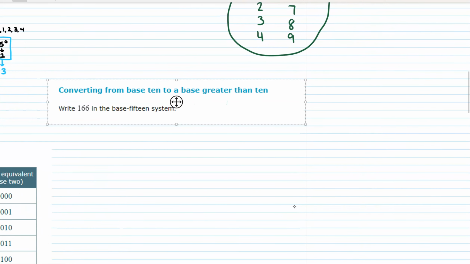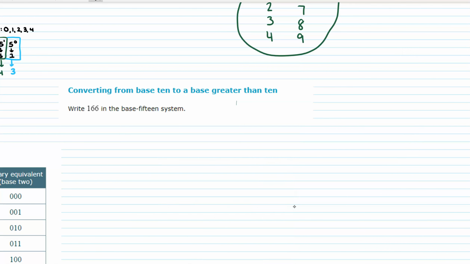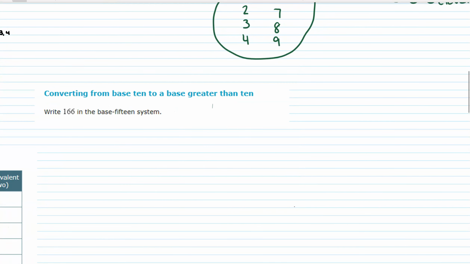Okay, let's try one more. Convert from base 10 to base 15. So let's talk about base 15. Remember, we need single digits or single symbols to represent our 2-digit values. Okay, so for base 15, we can go from 0 to 14, but we have a problem, right? 0 to 9 is fine, but 10, 11, 12, 13, and 14 are all 2 symbols to represent one value.